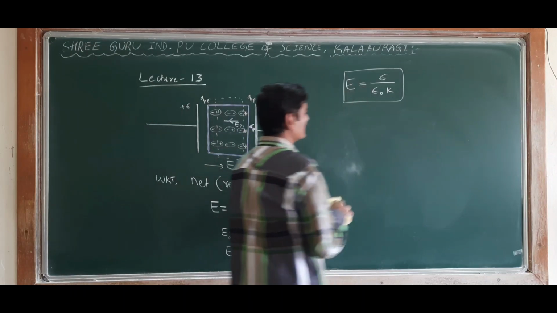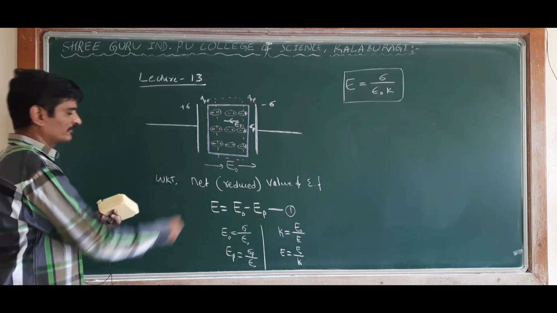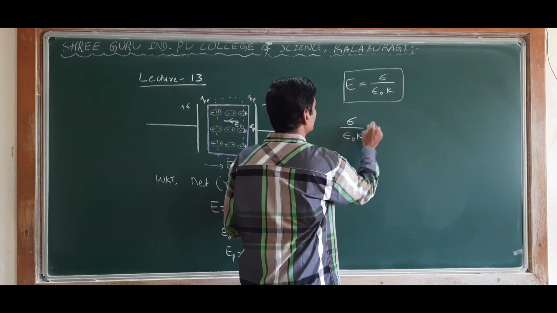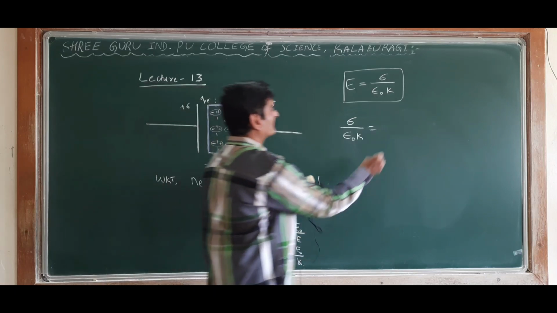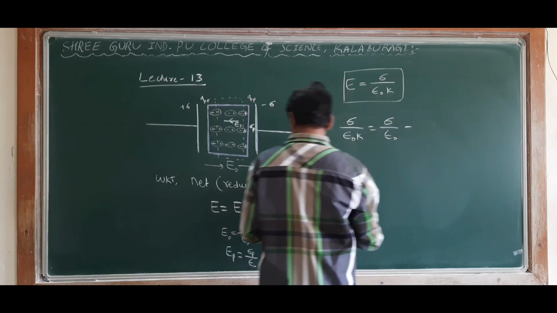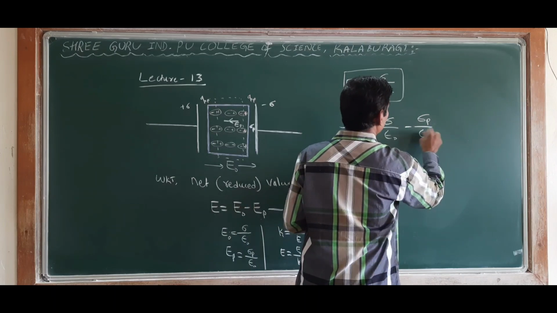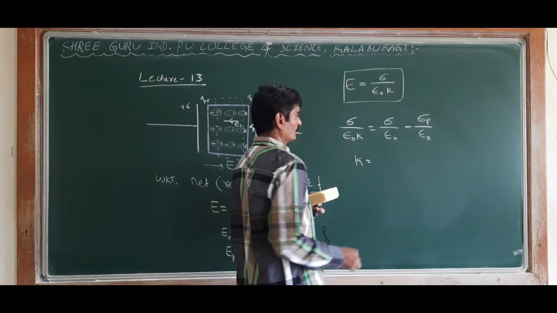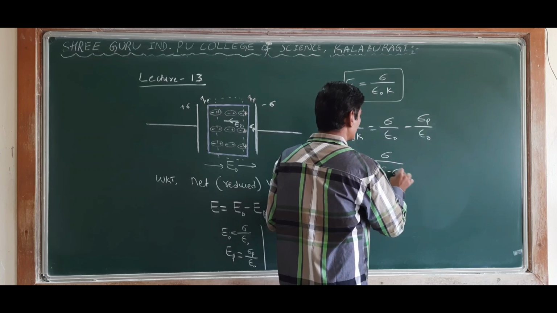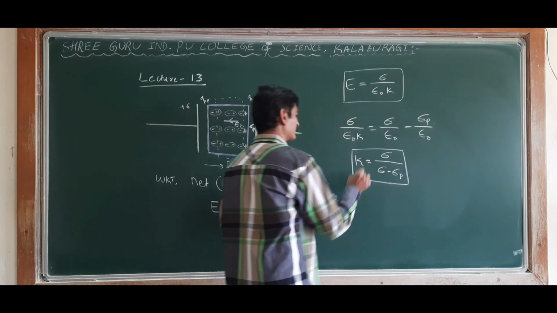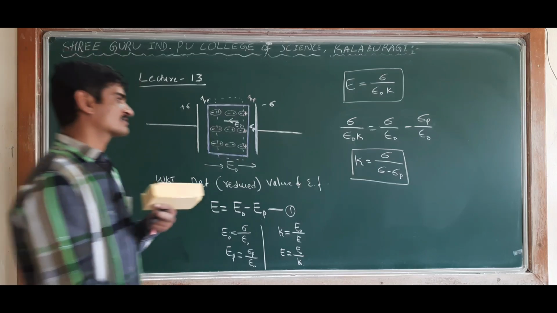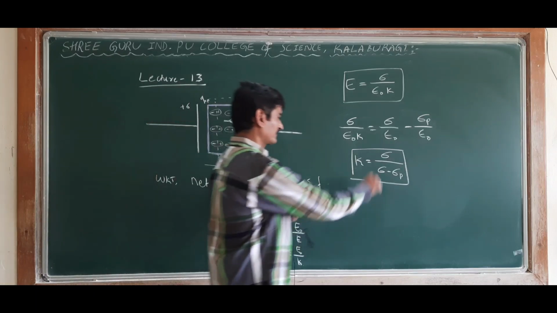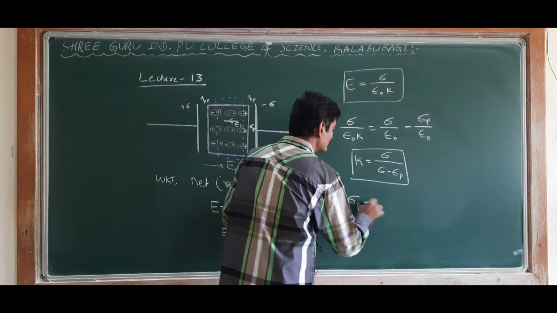Now let us substitute these values in equation number 1. E is sigma divided by epsilon naught K, which is equal to E naught, that is sigma divided by epsilon naught, minus EP, that is sigma P divided by epsilon naught. Epsilon naught will get cancelled. So you can write K is equal to sigma divided by sigma minus sigma P. This is one relation for the dielectric constant in terms of surface charge densities.